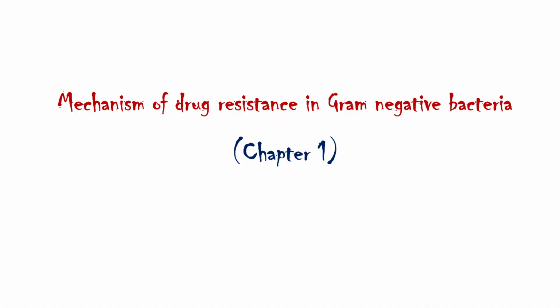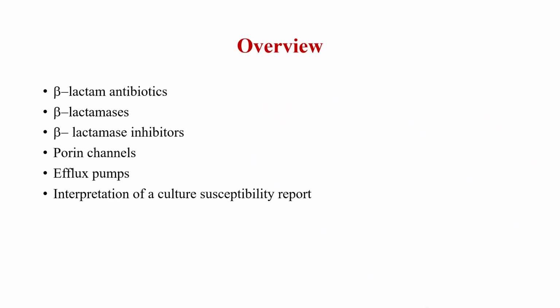So this is chapter 1. In this chapter, we'll be focusing on the structure of gram-negative bacilli, beta-lactam antibiotics, the enzymes of gram-negative bacteria to break these beta-lactam antibiotics, beta-lactamases, and the molecules which we are using to inhibit these beta-lactamases, beta-lactamase inhibitors, porin channels, efflux pumps, and interpretation of culture susceptibility report.